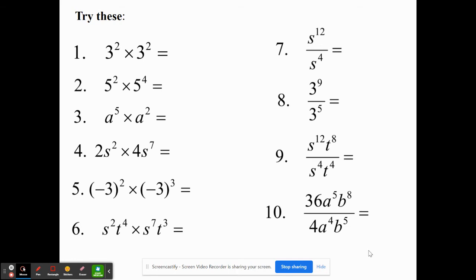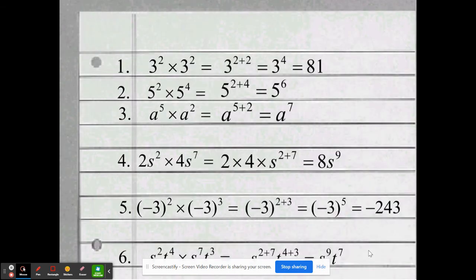Hopefully you paused your screen and you tried these bad boys. Let's see if your answers match ours. So the first one was 3 squared times 3 squared. That's multiplying, so we're going to add our exponents. Our bases are both 3's. So 3 to the 2nd twice is going to give me 2 plus 2. So 3 to the 4th, which is 3 times 3 times 3 times 3, which does indeed give you 81.